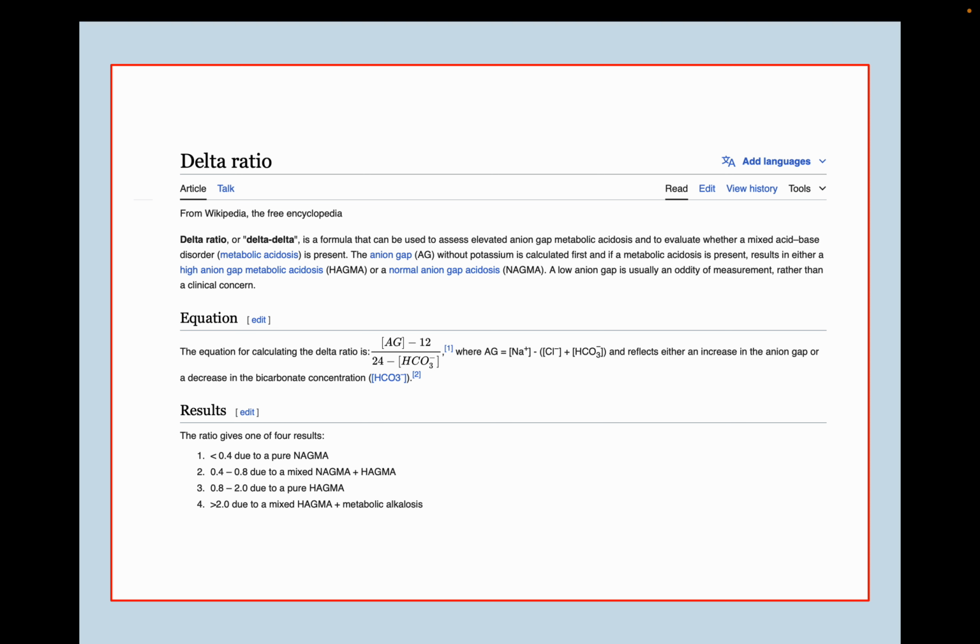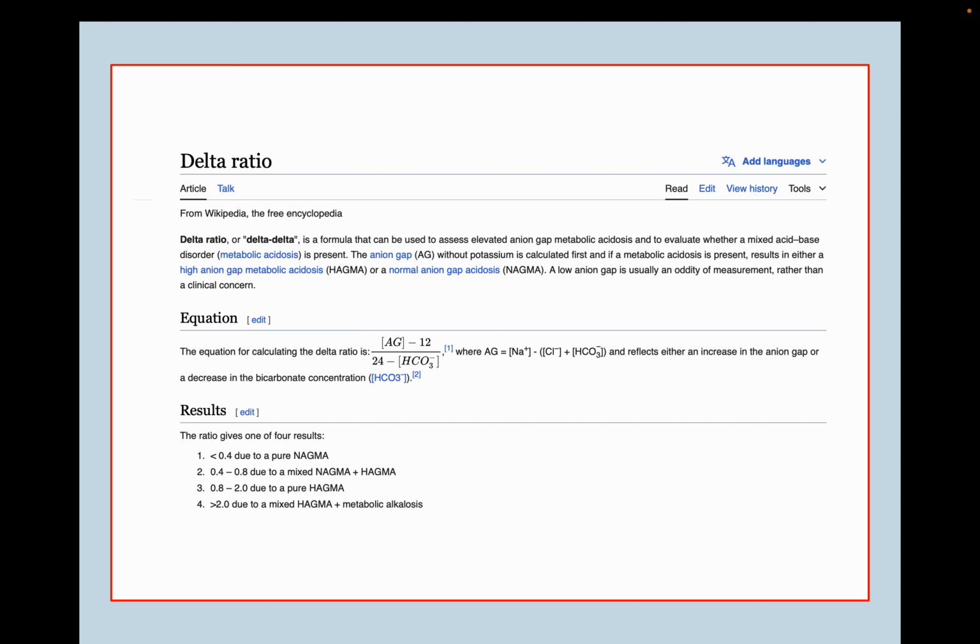There the bicarbonate is decreased, and then there is high anion gap. And let's say the anion gap is around 20, and 20 minus 12 is 8, and bicarbonate is only 22. So 24 minus 22 is around 2. So 8 by 2 is 4. So the bicarbonate did not decrease significantly, but the anion gap is significantly elevated.